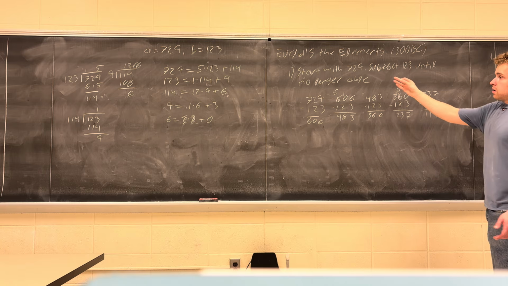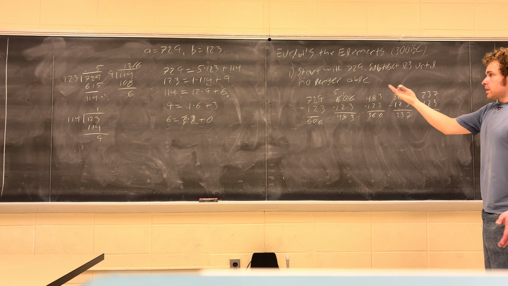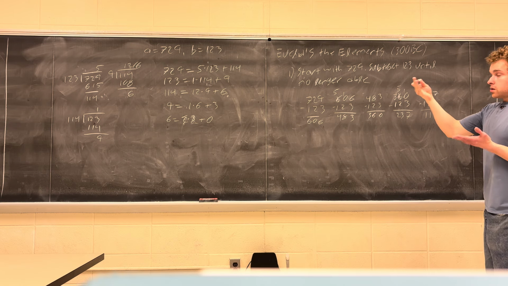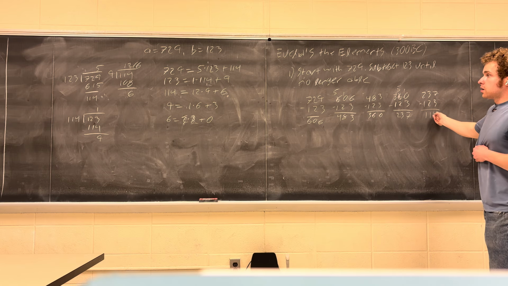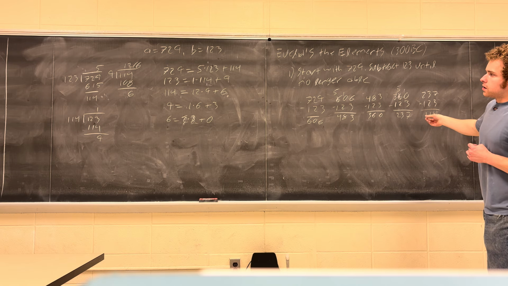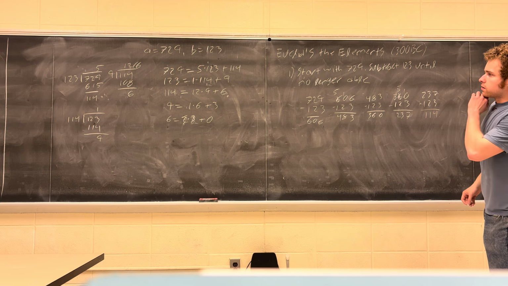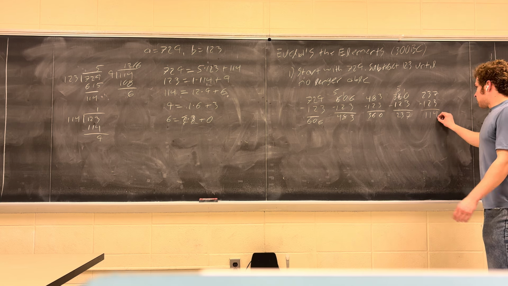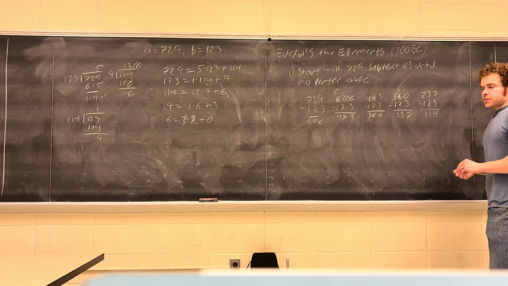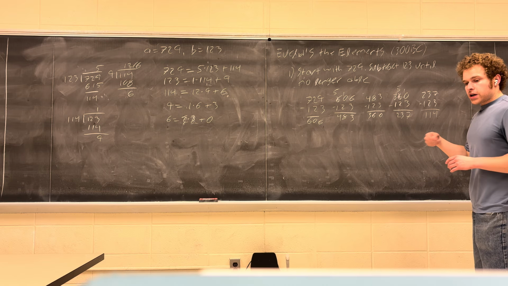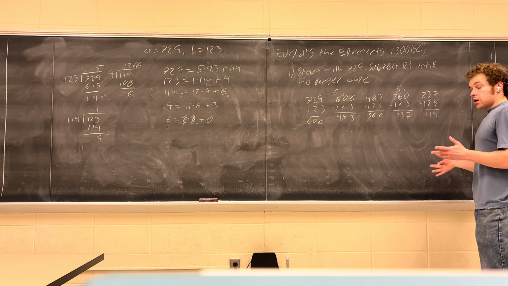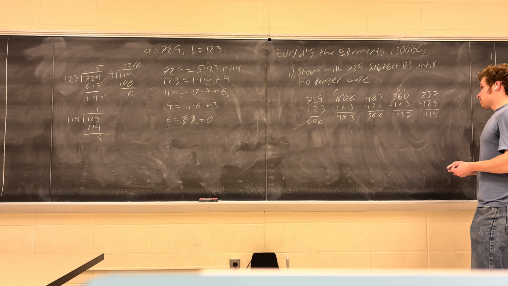Remember, this is what we got when we divided 729 by 123, right? We got a remainder of 114, although I didn't quite write it there. But that's really what division is. If you're dividing A by B, you're subtracting B until you're no longer able to. Whatever's left over is your remainder.